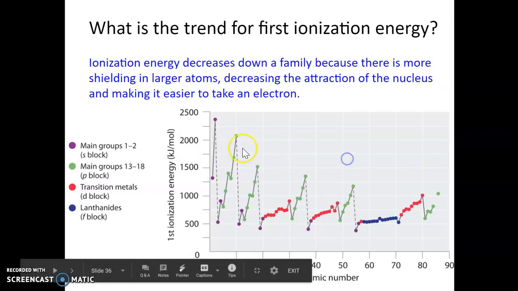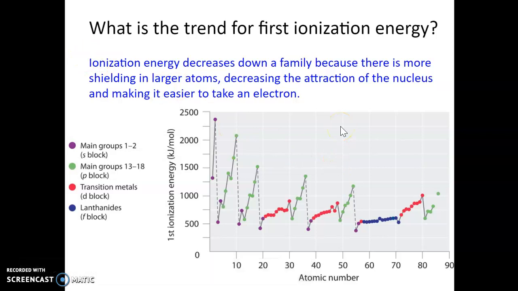Okay, so ionization energy decreases down a family because there is more shielding in larger atoms, decreasing the attraction of the nucleus and making it easier to take an electron.